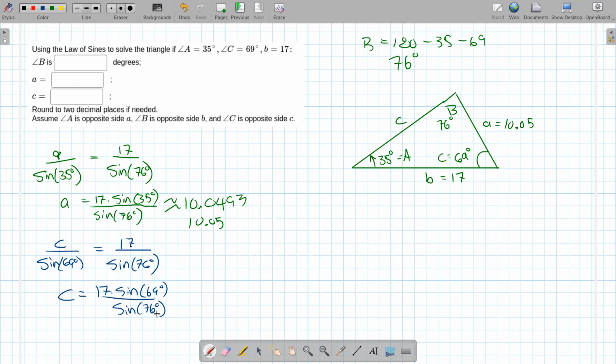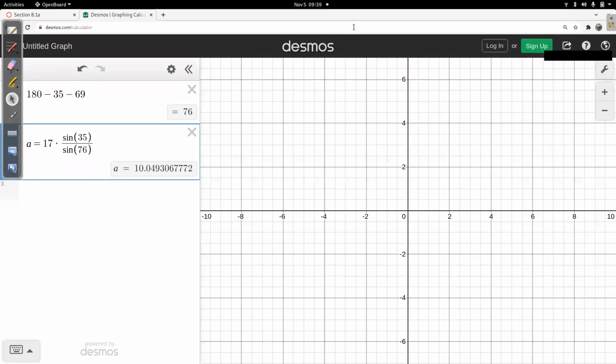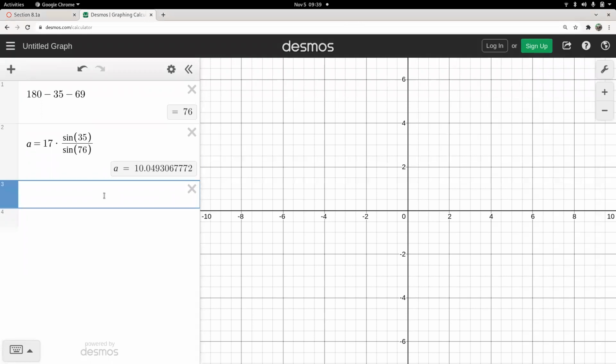And calculator time. And then for fun, we could test this with the law of sines. So we think side C is equal to that 17 again, but this time times the sine of 69 divided by the sine of angle B at 76. So 16.36 to 2 decimal places.